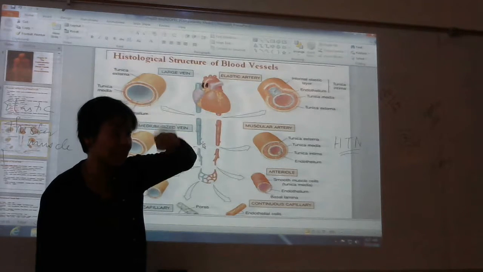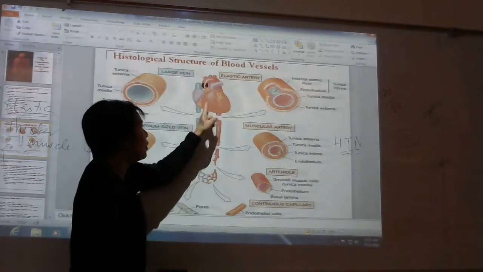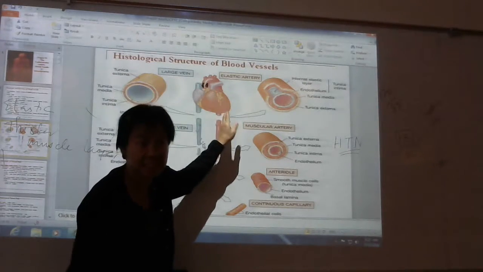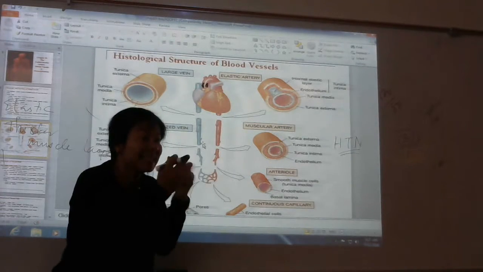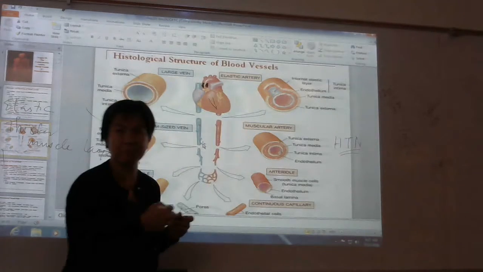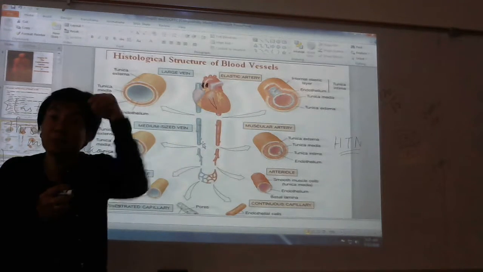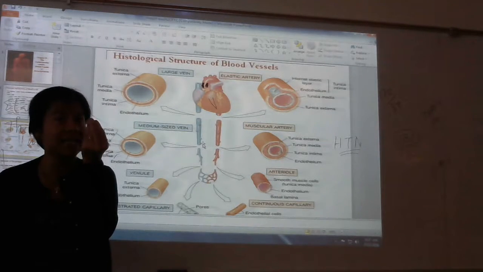The heart is working harder. When the heart works harder, what do you predict to the cardiac muscle? Will it get thicker or no? It will get thicker. And when it gets thicker, what do you think will happen to the diameter? Small, the space inside gets smaller, right? The space inside gets smaller.